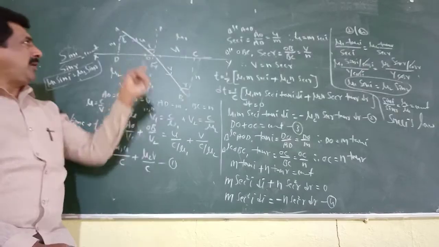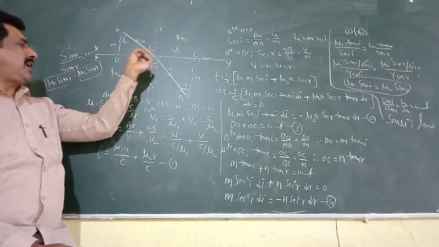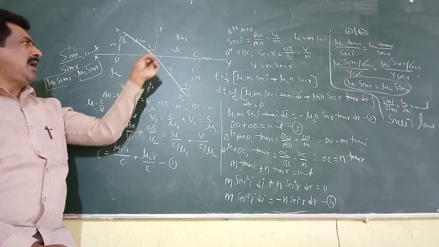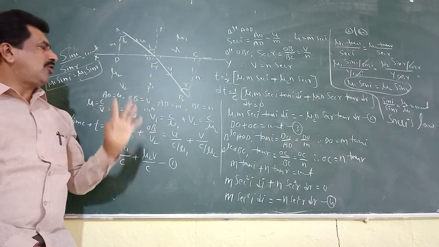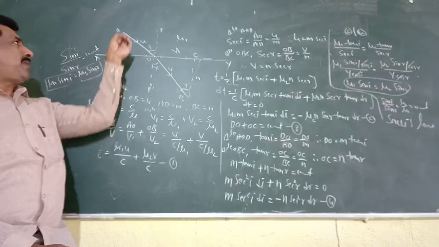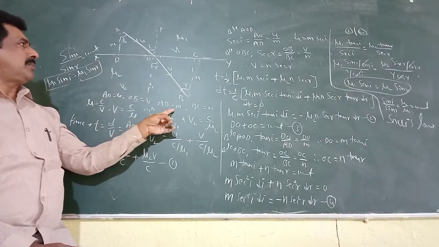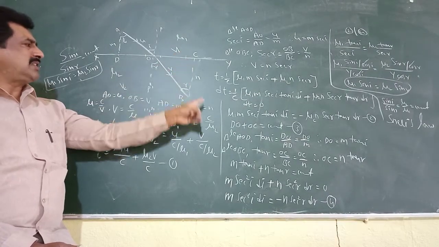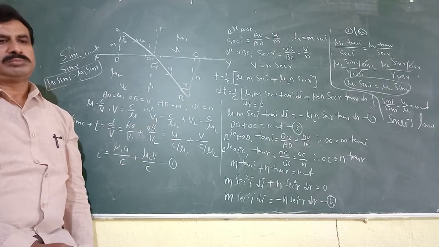In this diagram, the length of the incident ray AO is equal to U, and the length of the refracted ray OB is equal to V. This perpendicular line AD is equal to M and this perpendicular line BC is equal to N.